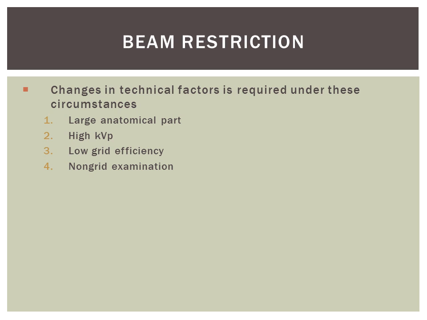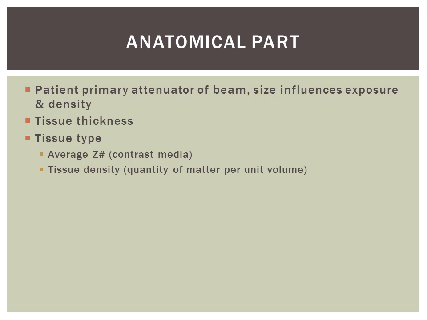Beam restriction. Changes in technical factors are required under these circumstances: large anatomical part, high kVp, low grid efficiency, or non-grid examination. Anatomical part: the patient is the primary attenuator of the beam. Size influences exposure and density. It's dependent on tissue thickness and the tissue type.